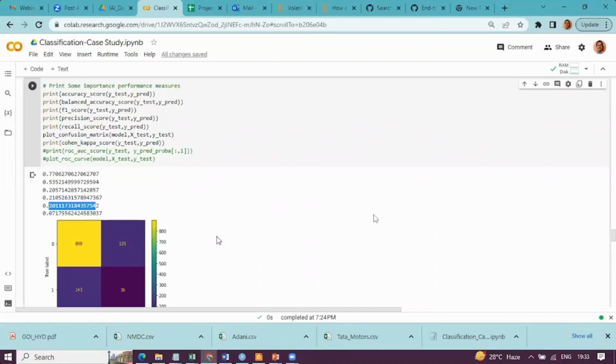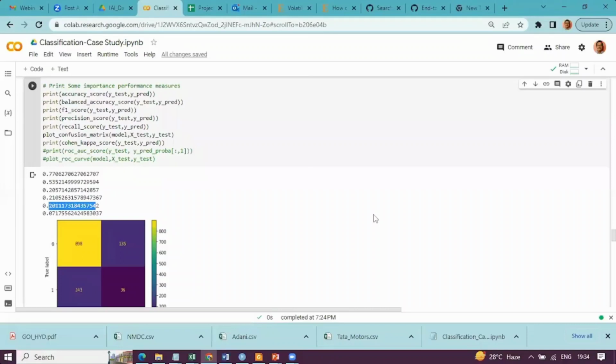You can very well see that it is hardly around 20%. How many of them have been correctly identified by the model is hardly around 20%. Okay. So the higher that metric is, sometimes it could be much better to go ahead with that model.